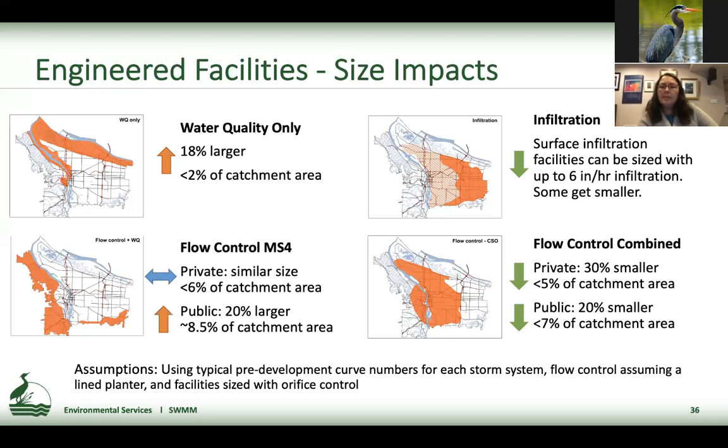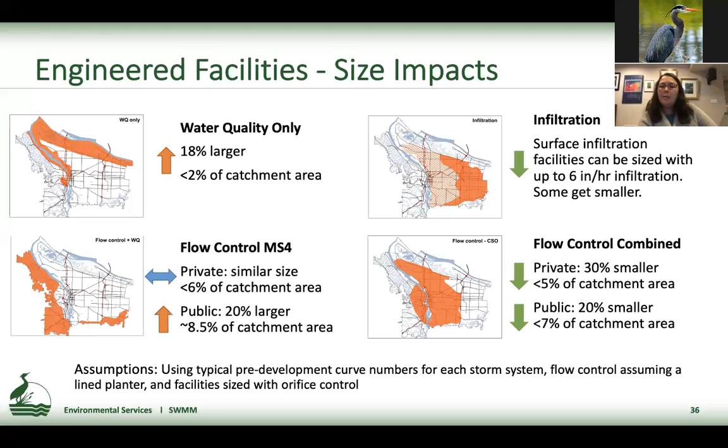For infiltration facilities, surface infiltration facilities, in some instances will be able to be smaller. And that is primarily because we've increased that assumed infiltration rate of the growing media from 2 inches to 6 inches per hour. So now the footprint of the facility won't be restricted by that 2 inches per hour if your native soil infiltration rate is higher. Now they'll be able to be sized up to 6 inches per hour as opposed to being limited to 2. So depending on your site conditions, those facilities might get smaller.